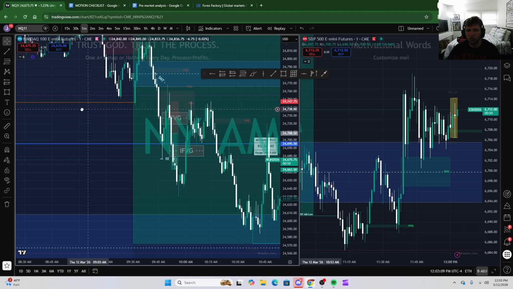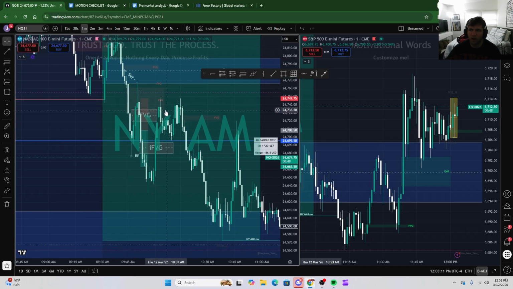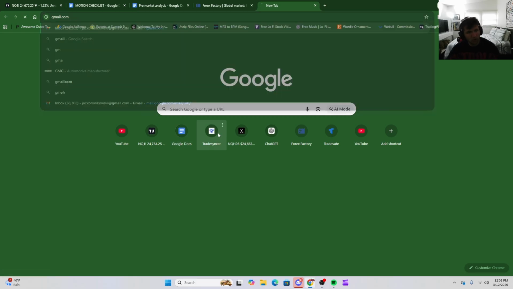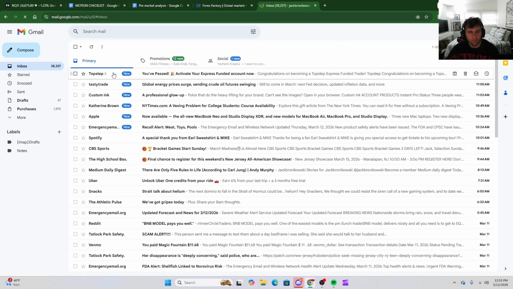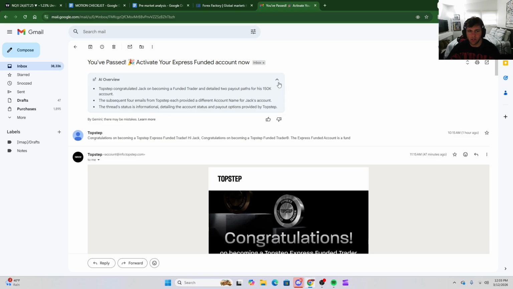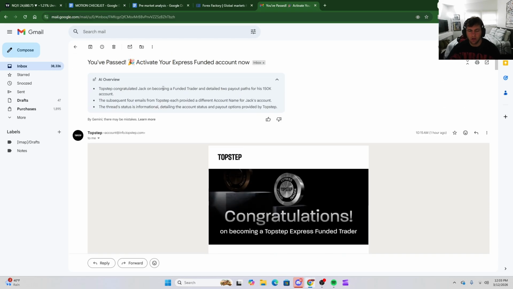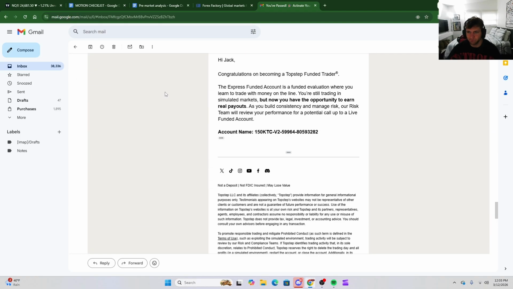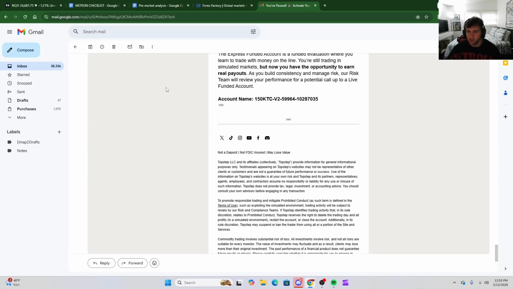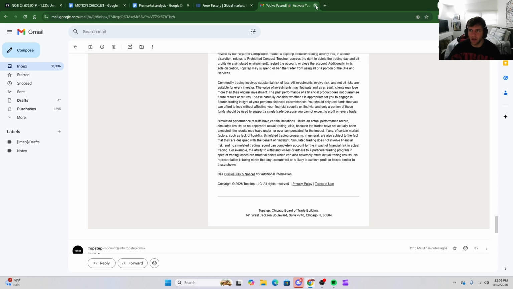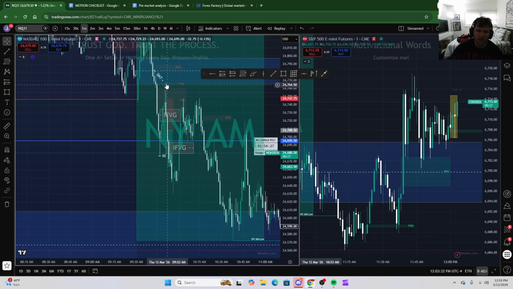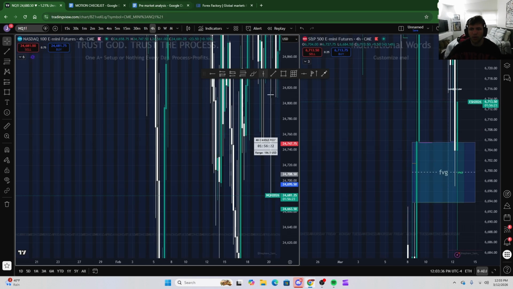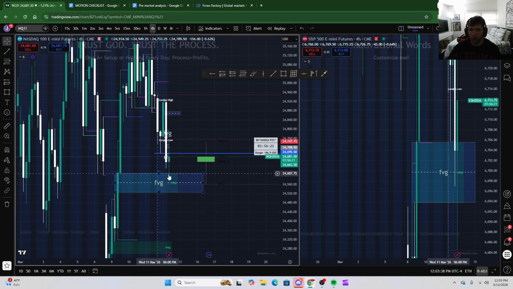P&L I can't even show because I passed 5 Topstep accounts, so they're already rolled over. But let me go to my email. As you can see, you've passed 1, 2, 3, 4, 5. So they're all 150s that I passed. So now I have max allocation, 750k on Topstep, so that's pretty cool. I'll be working on trying to build buffers on those from now on.